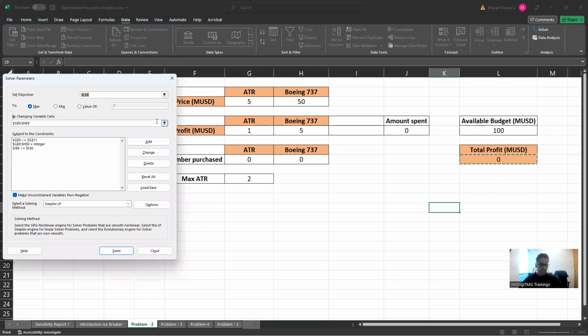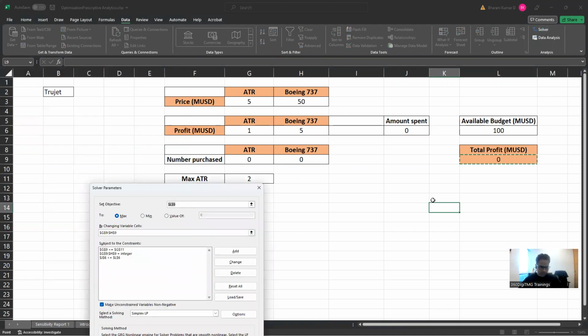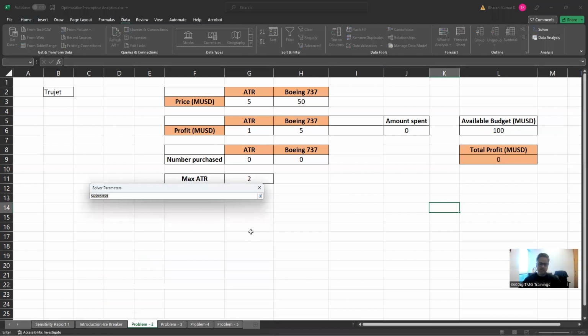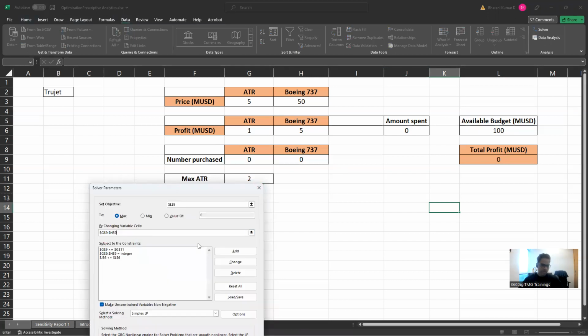Now, given these things that we have, we can go to Data and click on Solver, which would pop up this particular thing that you're seeing. And we want to maximize. We want to set this total profit, and we want to maximize that by changing what? The number of units that we purchase, which is G9 to H9. Ideally, you select that, select this, and expand, jump down.